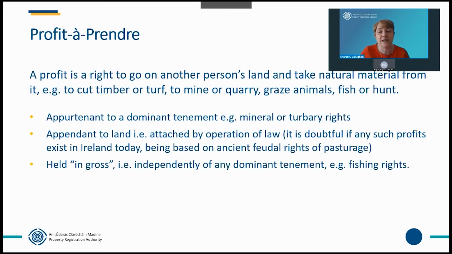A profit, on the other hand, is a right to go onto another person's land to take natural material from it, for example, to cut timber or turf. Examples that are pertinent to a dominant tenement would be mineral or turbary rights. Those that are appendant to the land could have been attached by operation of law, but it's doubtful if such profits exist in Ireland today. And unlike an easement, a profit can be held independently of any dominant tenement, for example, fishing rights.